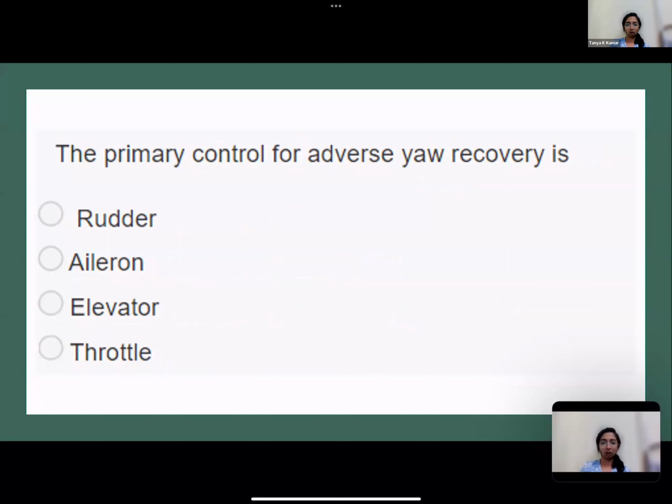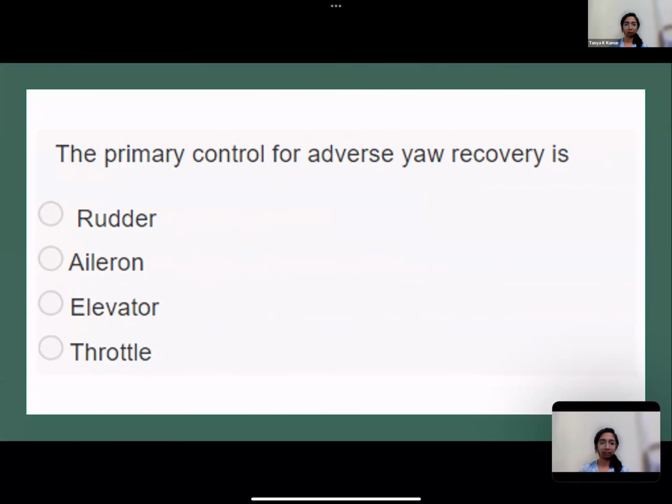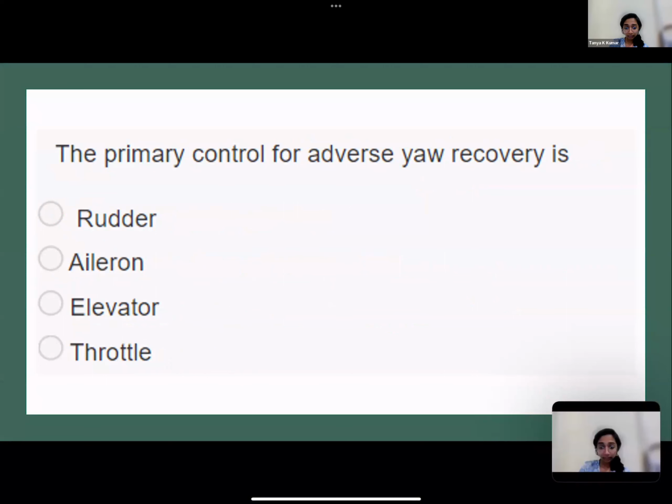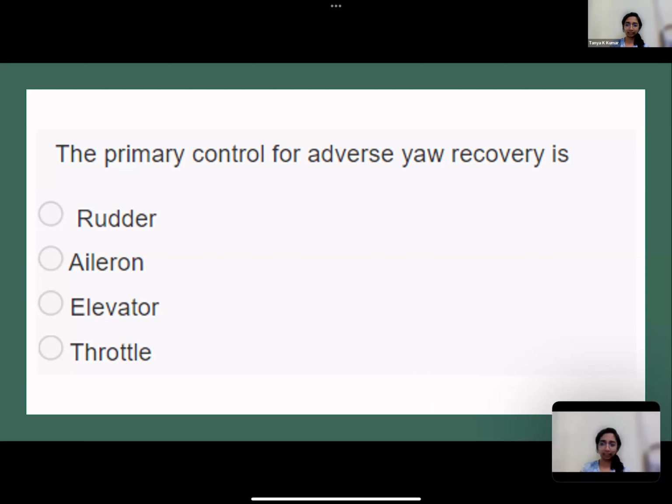What is adverse yaw? This is probably something we'll discuss in the next class, but what control surface would you usually use for yaw? We just discussed this a couple of slides before. Vertical tail. What control surface do you have on the vertical tail? Sorry? Hello? I didn't get you, but what control surface do we have on the vertical tail?